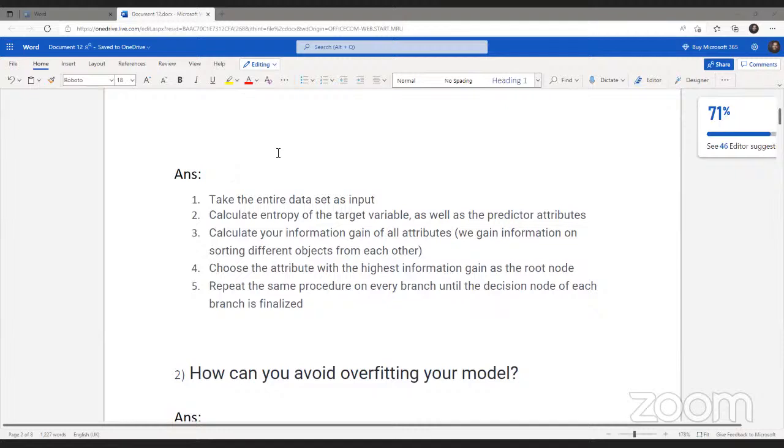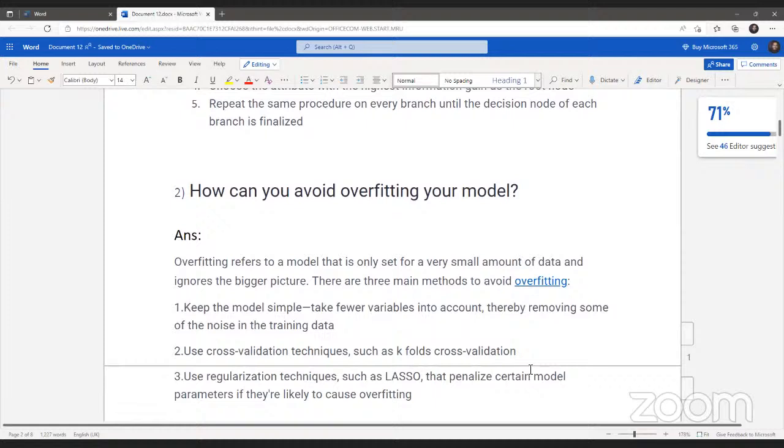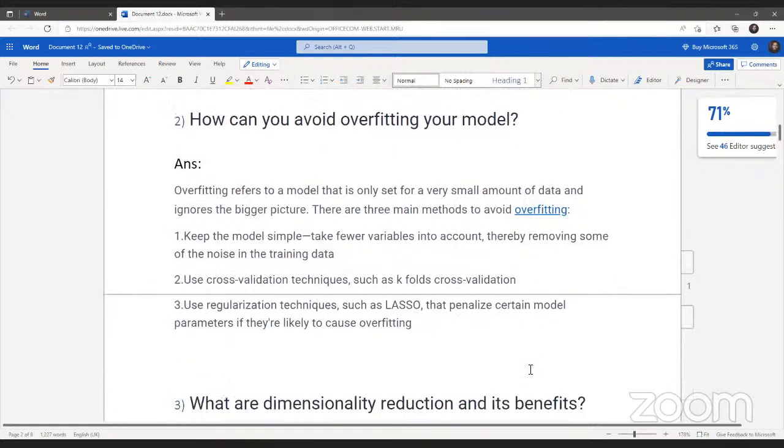Yeah, as we look into this, overfitting refers to a model that is fit only to a very small amount of data and which ignores the bigger data, which means it takes into consideration only the small amount of data and ignores the bigger data sets. Okay, there are three methods to avoid overfitting.